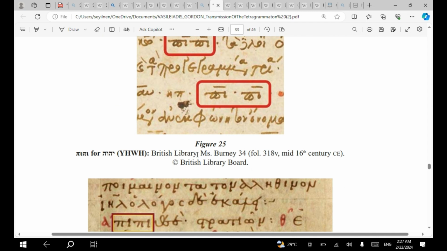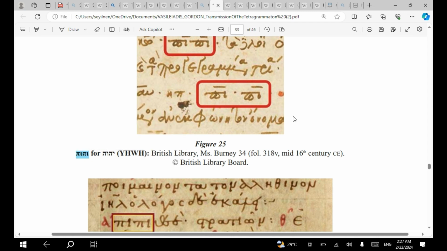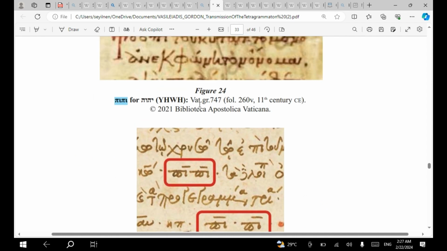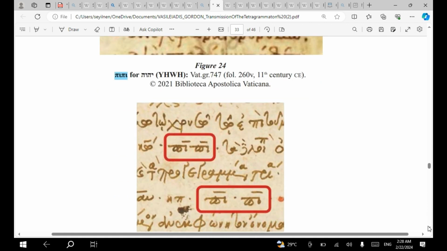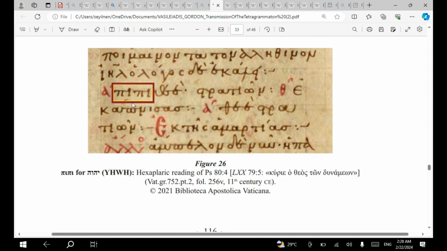In the British Library, yes, they are putting the names. If you want to know where it is, they're putting the names. NINI. This is in the Vatican, Roman. They have it. Rome has it. NINI in Rome. NINI still in the British Library. You see NINI in the Apostolic Vatican.